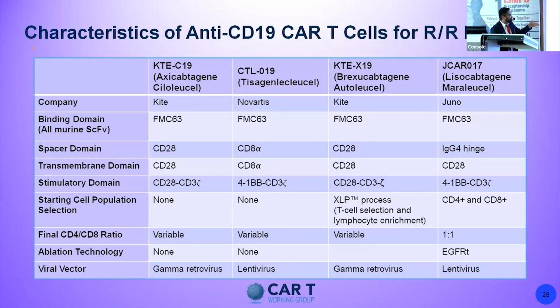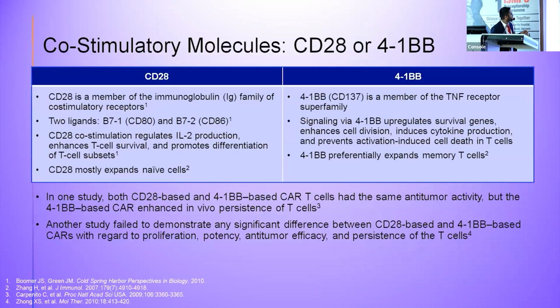So the various commercial products, the hinge region which they have used, the spacer domain you see here, CD28, IgG4 hinge, all these can be used, and many of these are murine. So this is the region actually which is murine, and this is making a difference. And the co-stimulatory domain could be 41BB or 28. So the co-stimulatory domains do matter a lot. The peak of the expansion is different, and the CRS also is different.